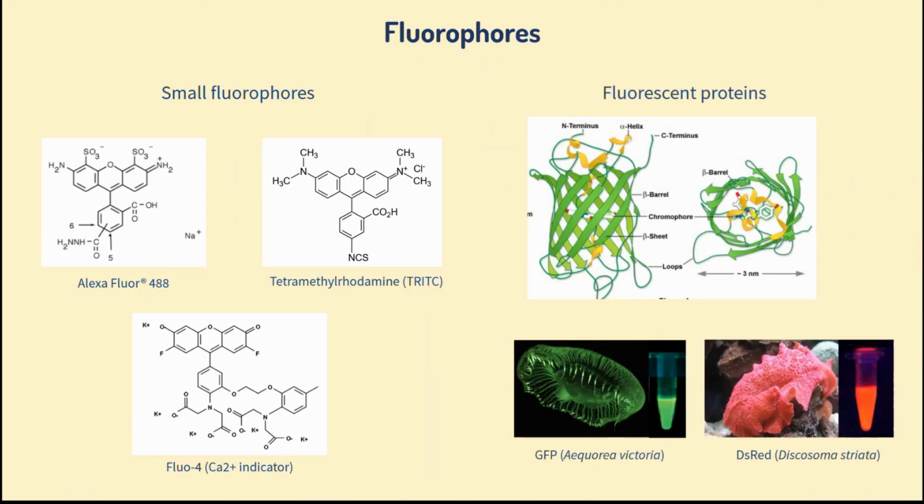Another type of fluorophores that we have are the fluorescent proteins, which are usually worse, and they have less yield. They give less light than the small fluorophores, but they have the great advantage that we can encode them genetically.